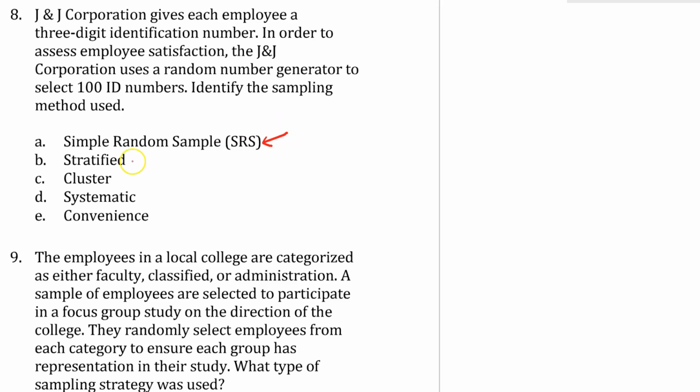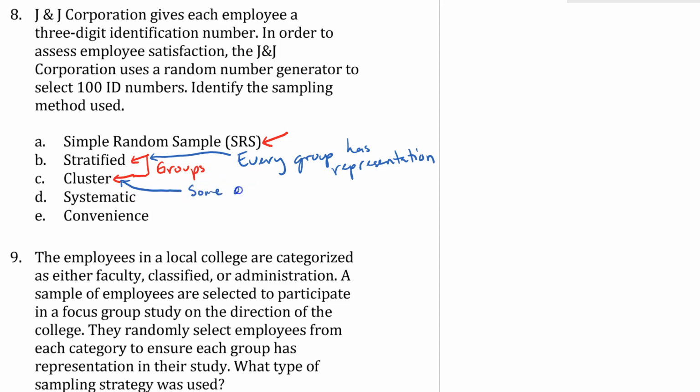If we look at stratified and cluster, these are the two that usually people get confused. Both of these options have groups. And if you recall, the main difference between stratified and cluster is that with stratified, every group has representation. Versus cluster, we're only going to select some of the groups and then get everyone from that group. But not every group has representation, meaning only some groups are selected.